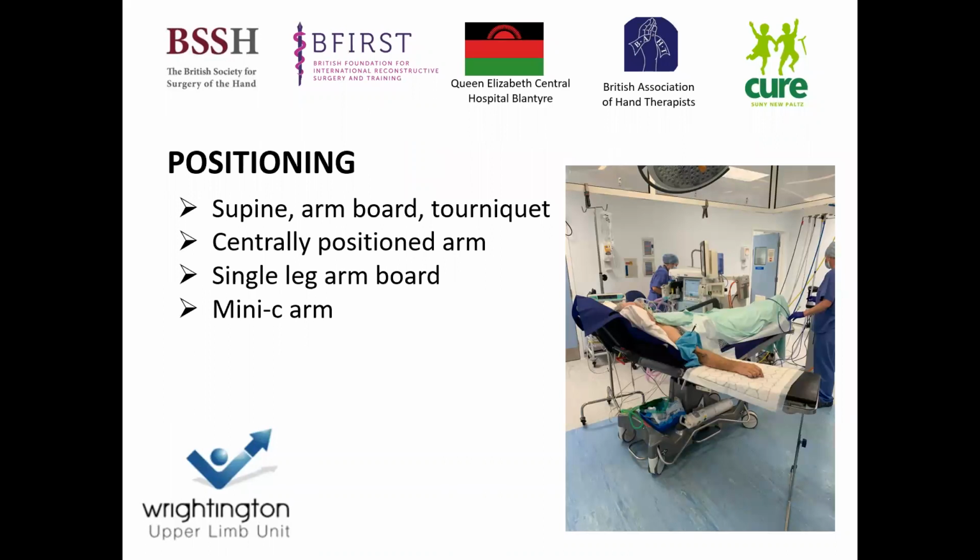So I would manage this with a manipulation in theatre and K-wiring. I position these patients supine with an arm board and a tourniquet, essentially positioned within the laminar flow with a single leg arm board. This single leg arm board allows me to get the C-arm in and out easily, which is key during the operation. I sit in the axilla, the fellow or assistant sits the other side of the table, and the scrub nurse tends to sit at the end of the arm board.